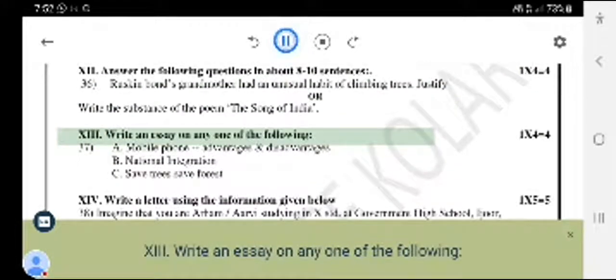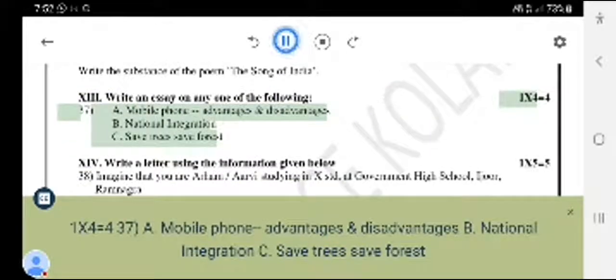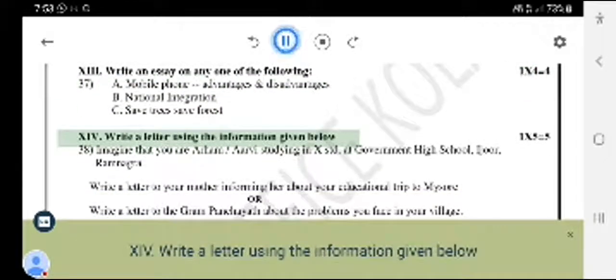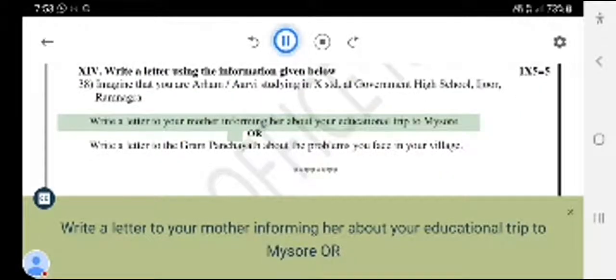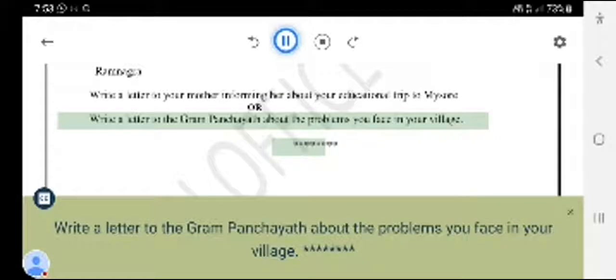XIII. Write an essay on any one of the following. 1x4=4. A. Mobile phone: advantages and disadvantages. B. National integration. C. Save trees, save forest. XIV. Write a letter using the information given below. 1x5=5. Imagine that you are Arham, studying in X Standard at Government High School, Ijoor, Ramanagara. Write a letter to your mother informing her about your educational trip to Mysore. Or. Write a letter to the Gram Panchayat about the problems you face in your village.